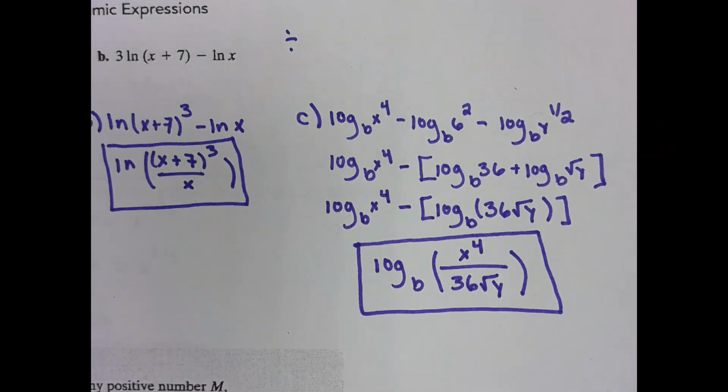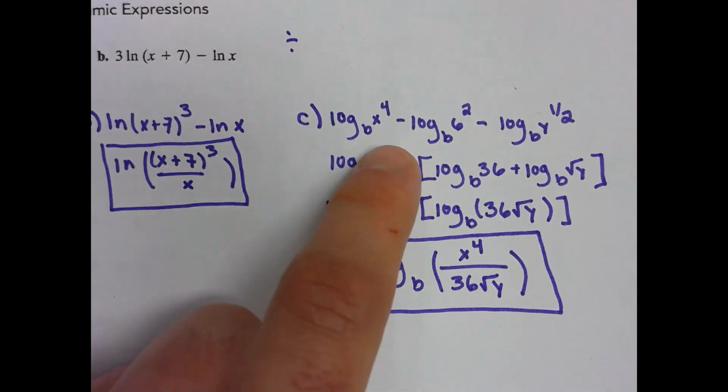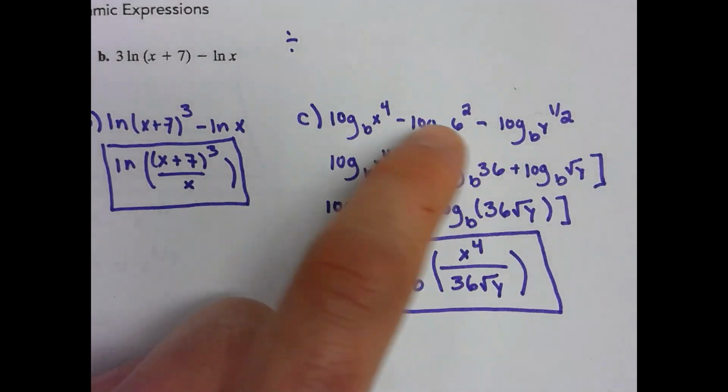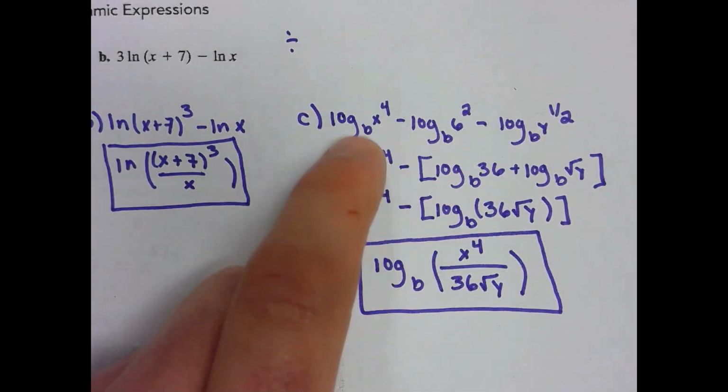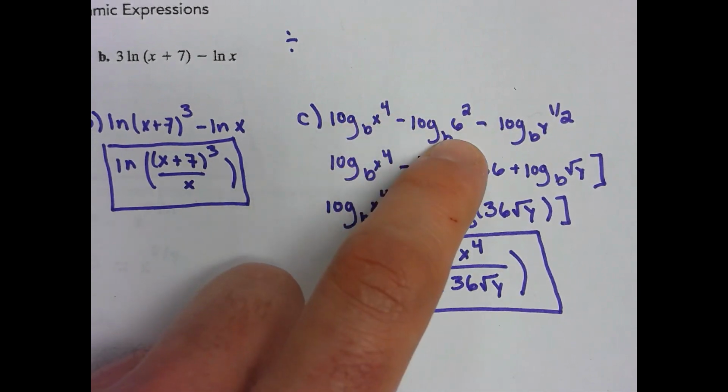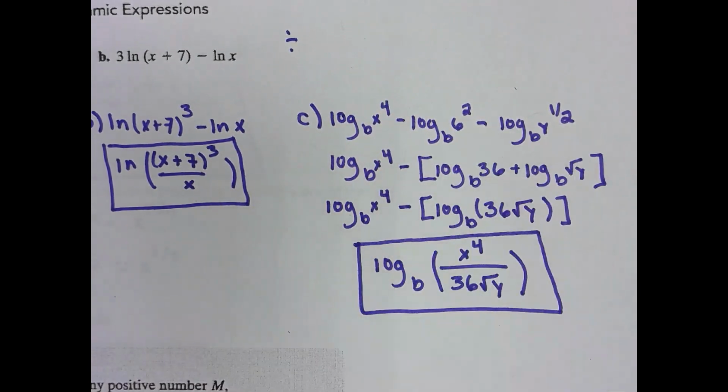Now, again, going back to what I said on that other example that was kind of complicated. Any log that is negative, those terms are going to end up in the denominator. So as you get the hang of this, as you do more problems, you're going to automatically go x to the 4th numerator, 6 squared denominator, y to the 1/2 denominator.